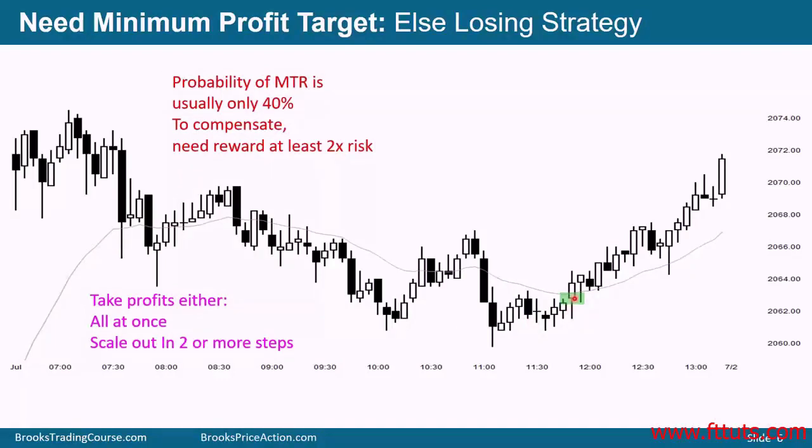Remember, you're taking a trade that only has a 40% chance of a swing profit. To compensate for that low probability, you need good risk reward. At a minimum, you should be exiting with a profit that is at least twice your actual risk. If your actual risk is very small, then you should exit with a profit that's at least twice your initial risk. If the initial risk is also small, then look for some other rational reason to take profits.